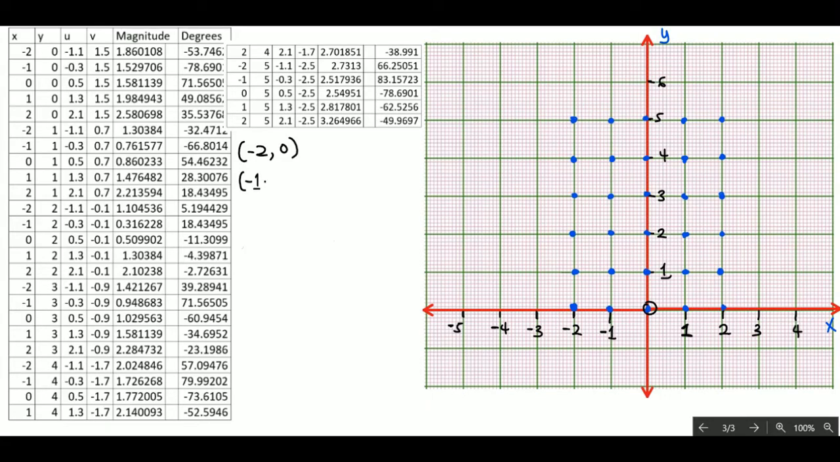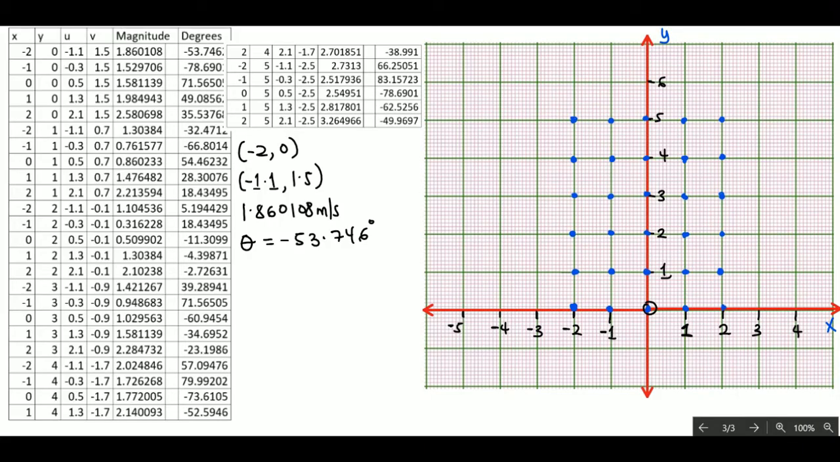Considering this point, our u is minus 1.1 and the v is 1.5. Then we have the magnitude to be 1.860108 meters per second, and then we have the angle to be equal to minus 53.746 degrees. Let's look at how you are going to be doing the plot.